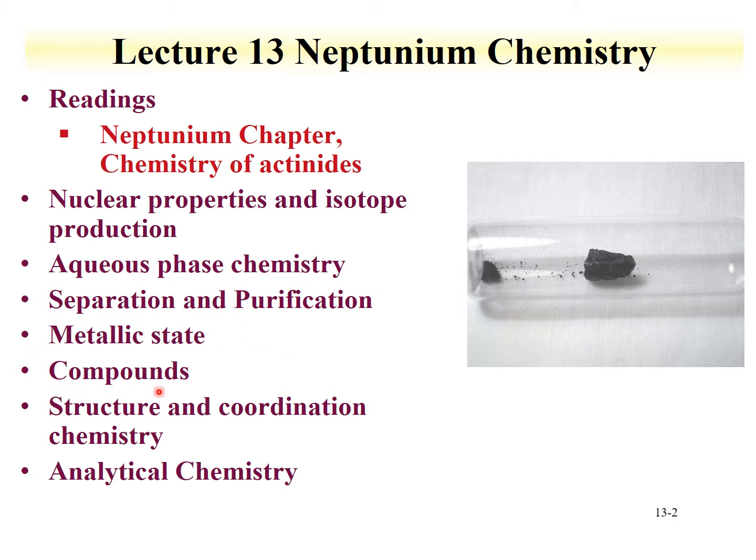We'll talk about Neptunium compounds, the number of Neptunium compounds that have been prepared, synthesized, and characterized. We'll go into structure and coordination chemistry, the role of coordination chemistry in terms of oxidation state, and the ability to explore some of the f electron properties. And then we'll end this lecture discussing the analytical chemistry of Neptunium, how one can determine Neptunium concentrations, and what different methods can be used.